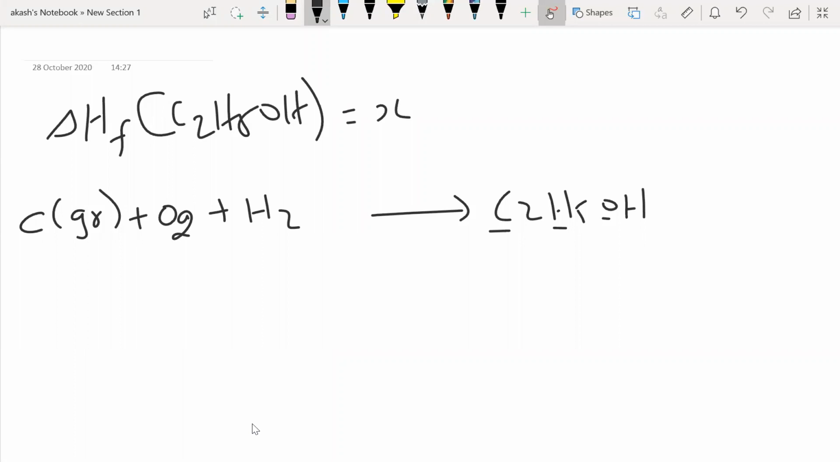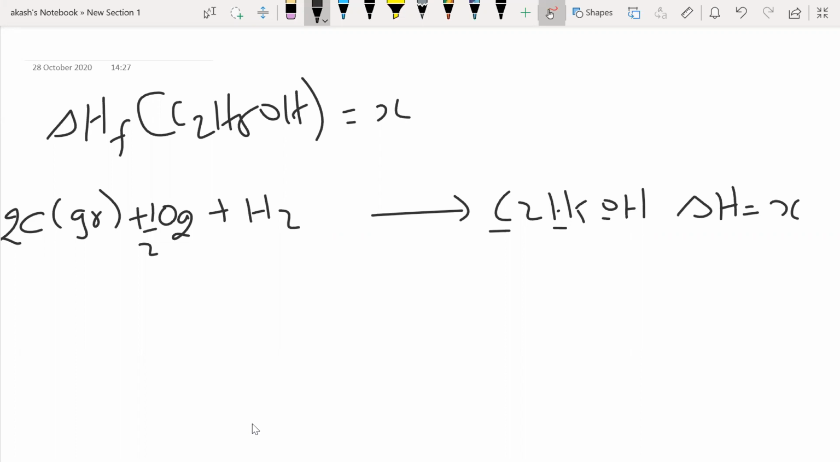Balancing. Correct, right? So I have to make sure that I have balance, right? So I have 2 carbon atoms, so it is 2 C graphite, and I have 1 oxygen, but I have 2, so I'll put 1 by 2. Half. And I have hydrogen, how many? 2 hydrogens. So for this, obviously I have to complete it because it's a thermochemical equation. So I'll write enthalpy of this reaction is some X, right? So this is how I go for enthalpy of formation.